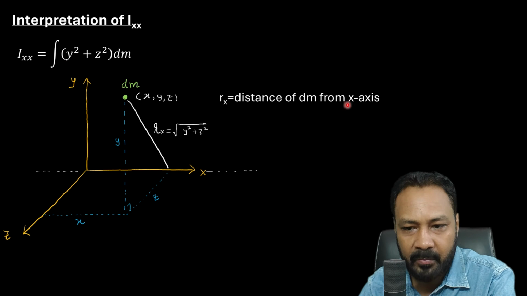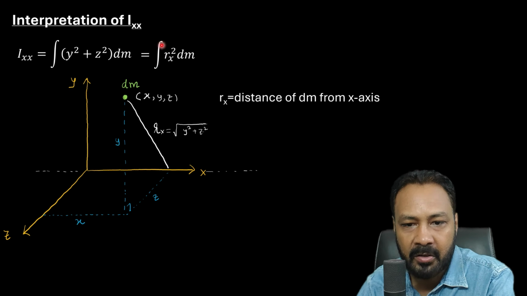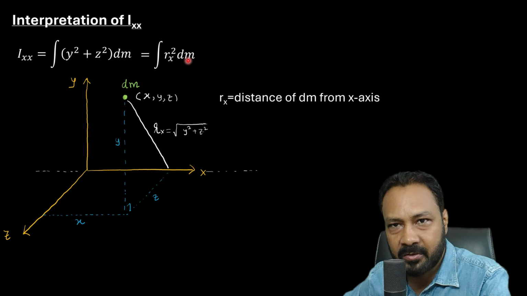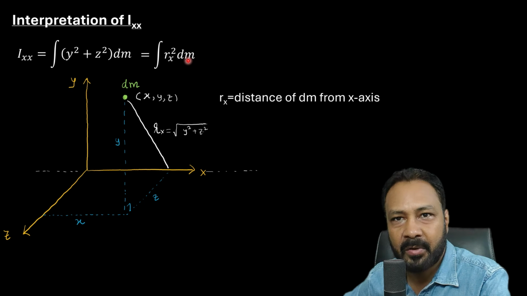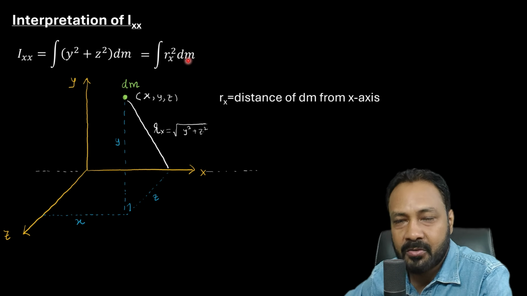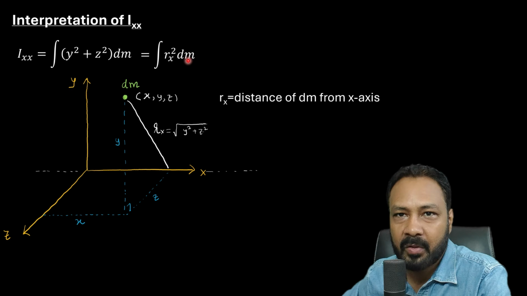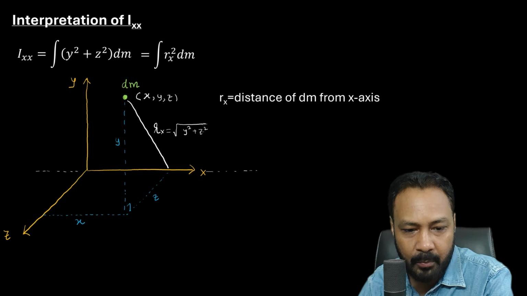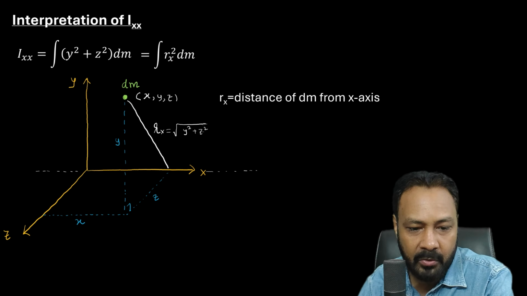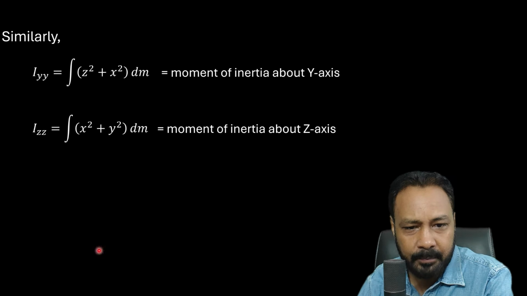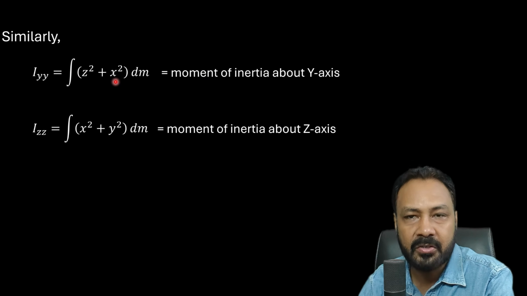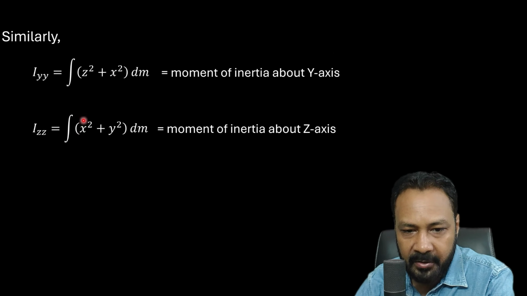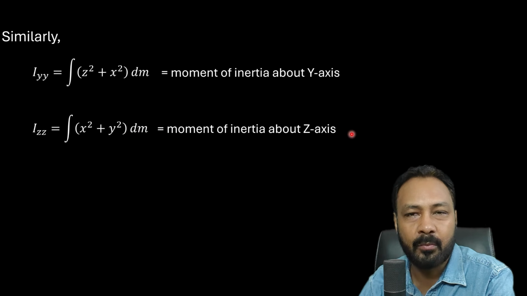So I can write this as the integration of Rx square dm, and that is a famous thing. This is nothing but the moment of inertia about the x-axis. If dm is a point mass separated at a distance Rx from the x-axis, then the integration of Rx square dm is the moment of inertia about the x-axis. So this term Ixx is nothing but the proper moment of inertia that we use about the x-axis. Similarly, Iyy is the integration of z square plus x square dm, the moment of inertia about the y-axis. Izz, the integration of x square plus y square dm, is the moment of inertia about the z-axis.